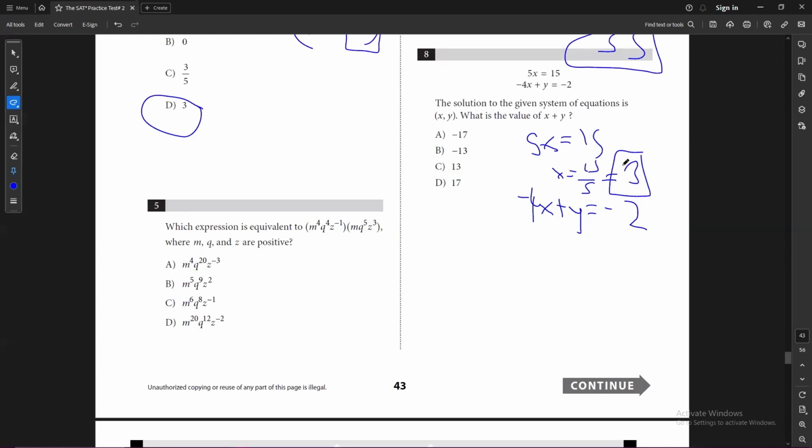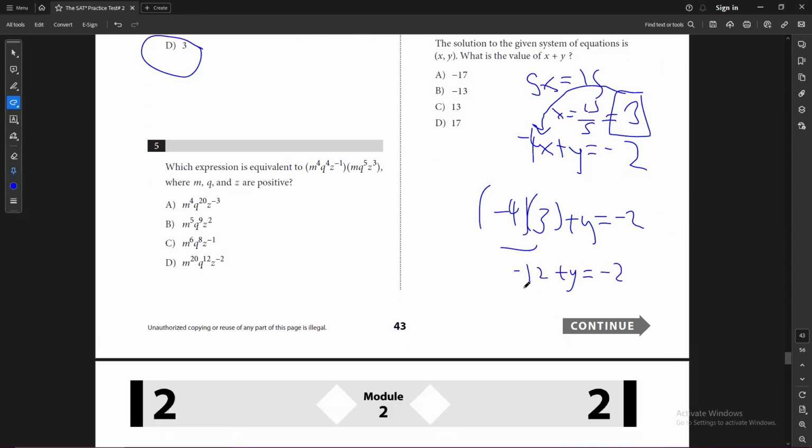Very wonderful news. Now you can plug your beautiful x value into the second equation. Negative 4 times 3 plus y equals negative 2. Great news. Now you can solve this equation too because you have one variable. So it's going to be negative 12 plus y equals negative 2. Now I want to add 12 to both sides.